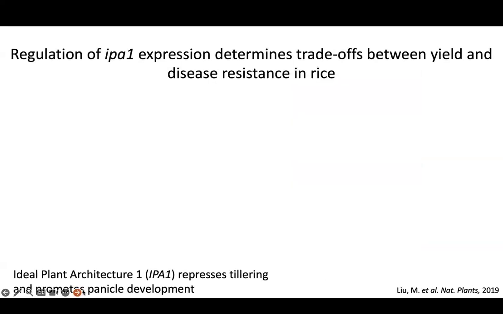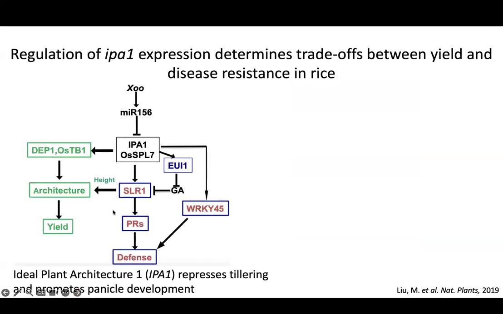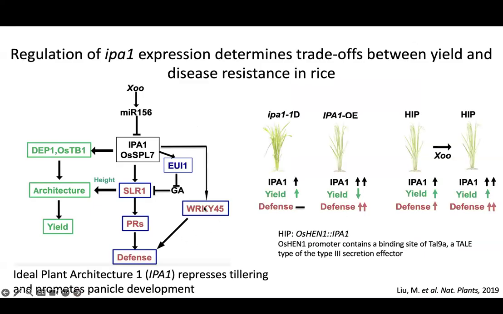Another case is IPA1, which is also a star gene cloned from rice. IPA1 is known to regulate panicle branching and tillering by activating DEP1 and TB1. Also, IPA1 can enhance plant disease resistance by activating WRKY45. However, if you overexpress IPA1, the IPA1 expression will significantly increase, but the yield will be compromised, although the defense response will increase.